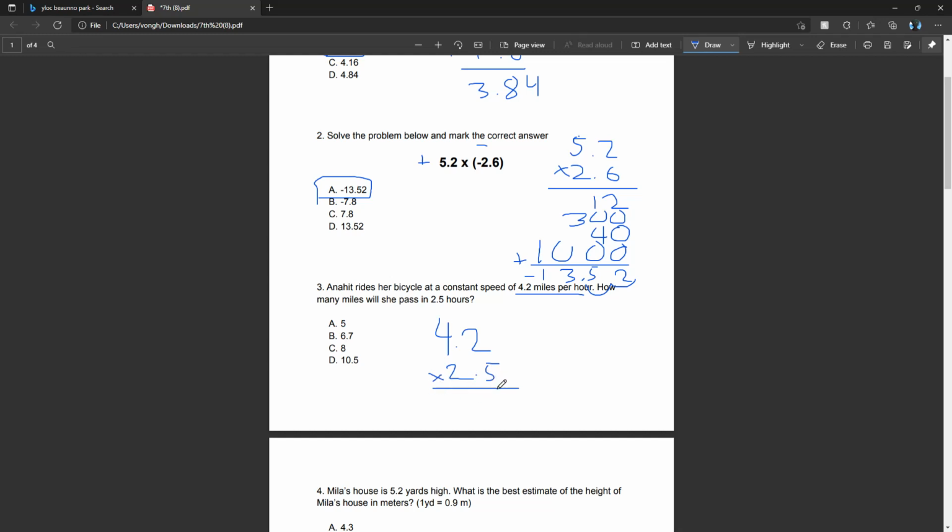So a quick way to do this, so you know how it's 2 right here, you just multiply it separately. So what's 2 times 4.2? That's 8.4. And then 0.5 times 4.2, when you multiply something by 0.5, you're really just dividing it. So what will be 4.2 divided by 2? That would just be 2.1. And you just add them together, you should get 10.5, and the answer is D.